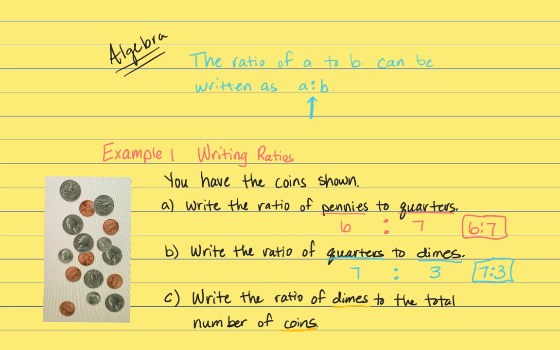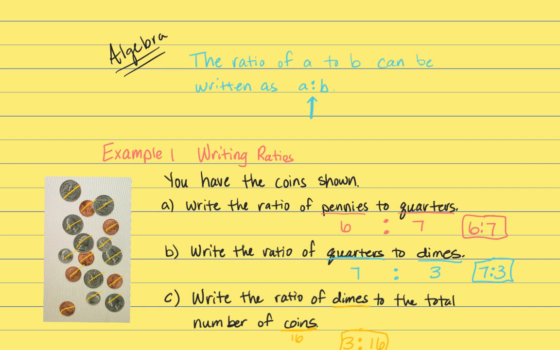So because it's a generalized statement like that, now we have to just count up all the coins. We already know from before that there were 3 dimes. So now we have to go from 3 dimes to how many coins? 1, 2, 3, 4, 5, 6, 7, 8, 9, 10, 11, 12, 13, 14, 15, 16. So then we know that we have 16 coins. So my answer is 3 to 16.